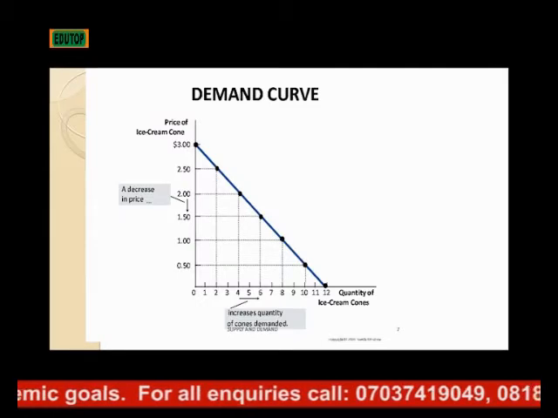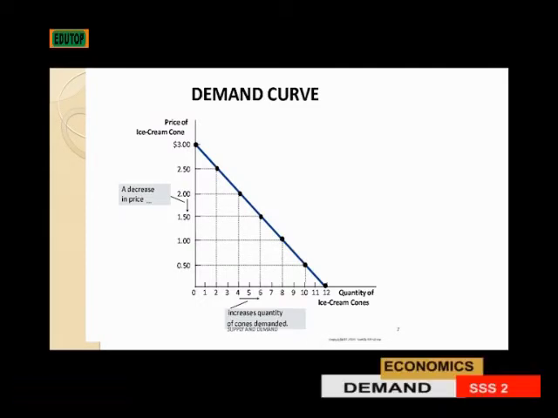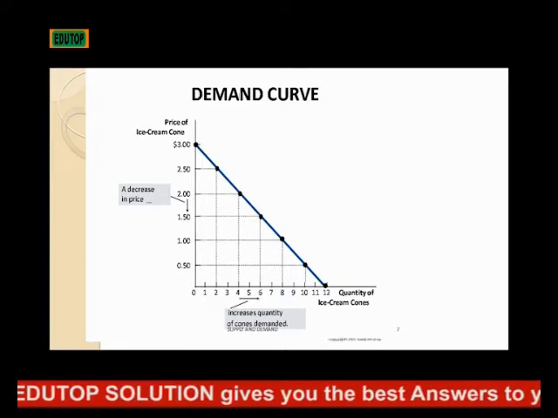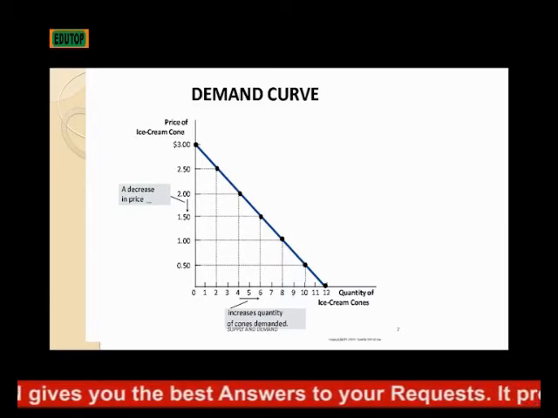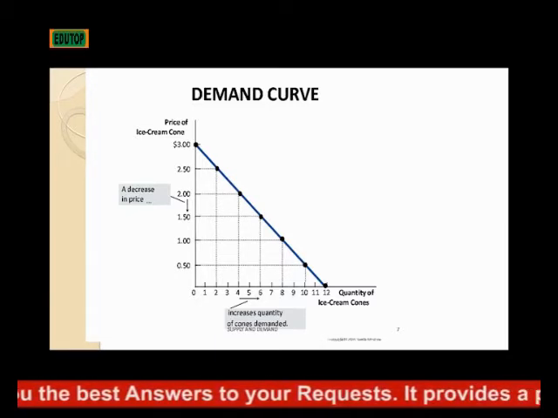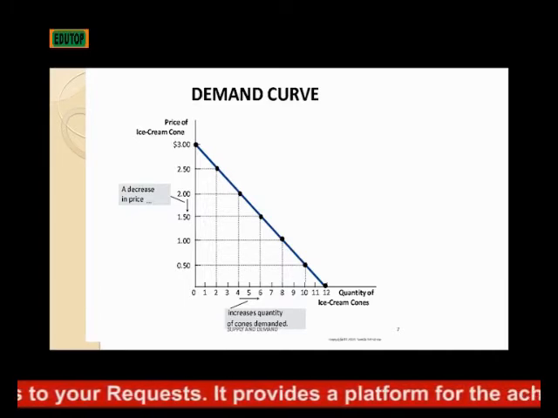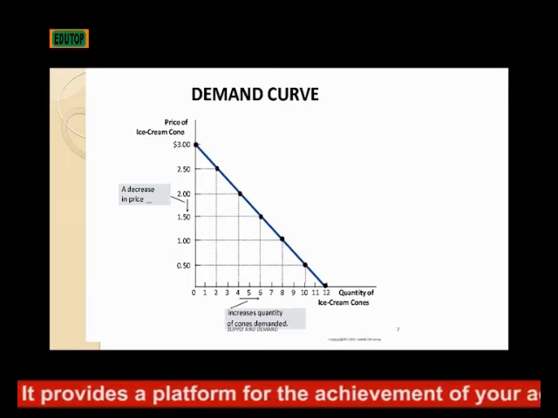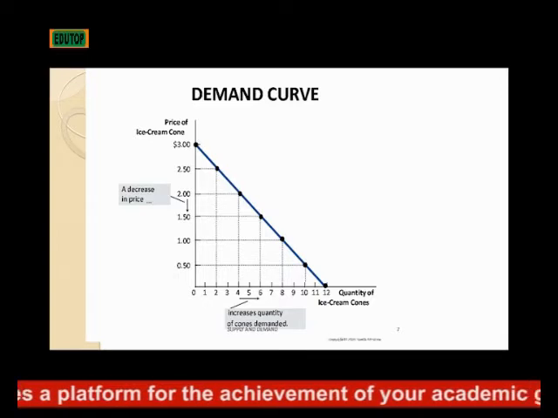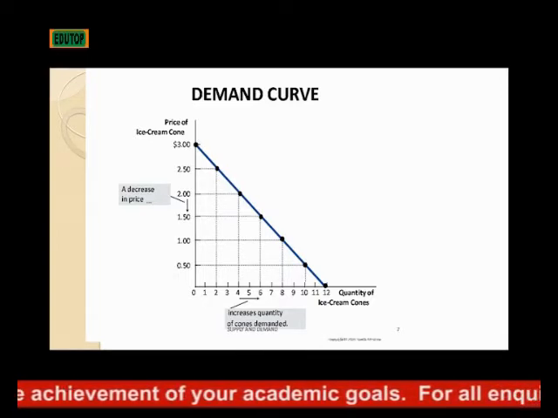And this is the demand curve. The demand curve is derived from the demand schedule. We represent the quantity and price from the demand schedule in a demand curve to show the relationship between the two, the relationship between price and quantity. And from the demand curve, we can see that as the price is going up, the quantity is going down. That means the higher the price, the lesser the quantity demanded.